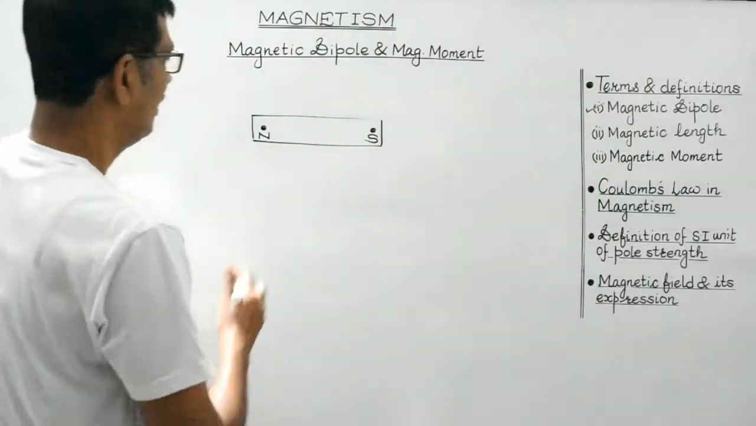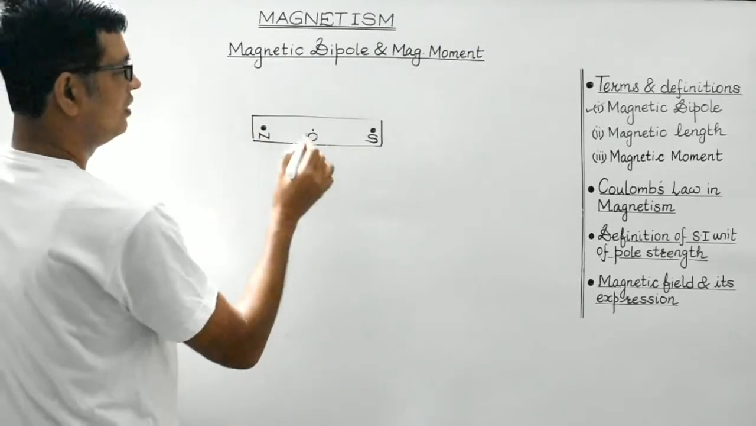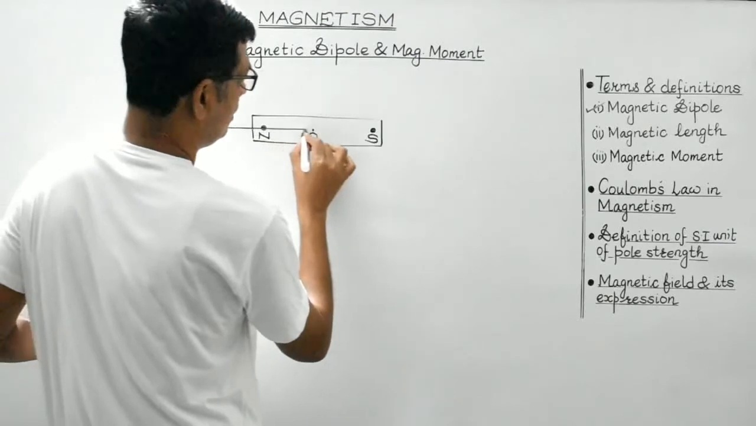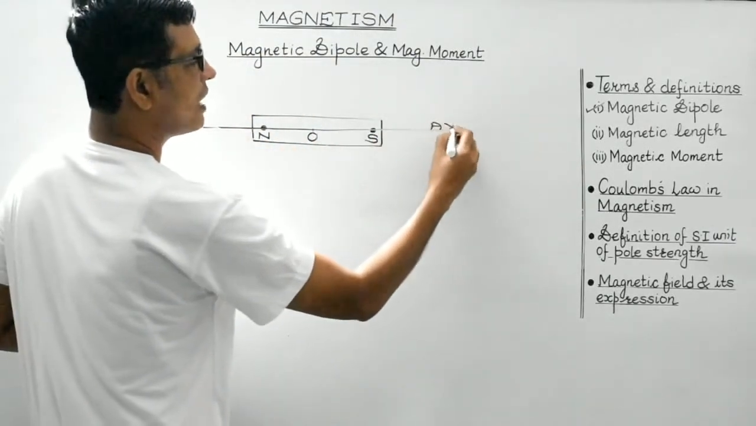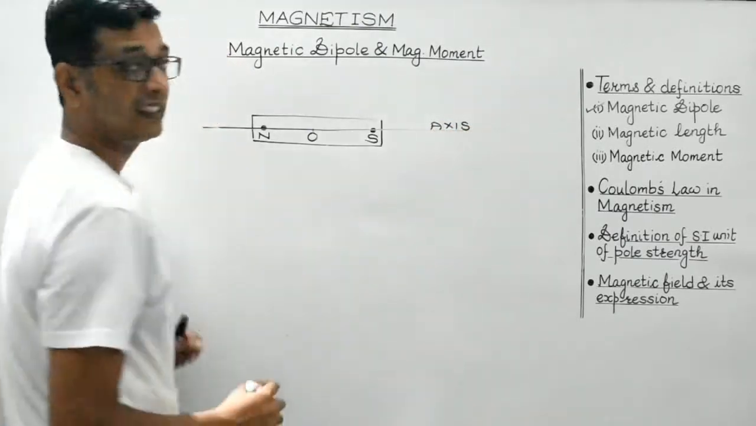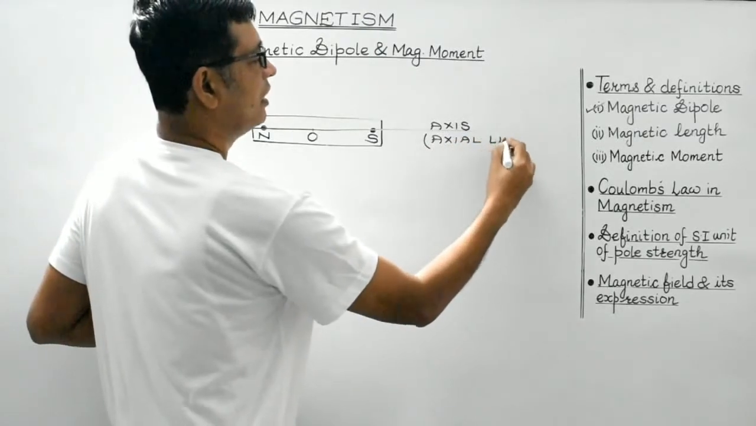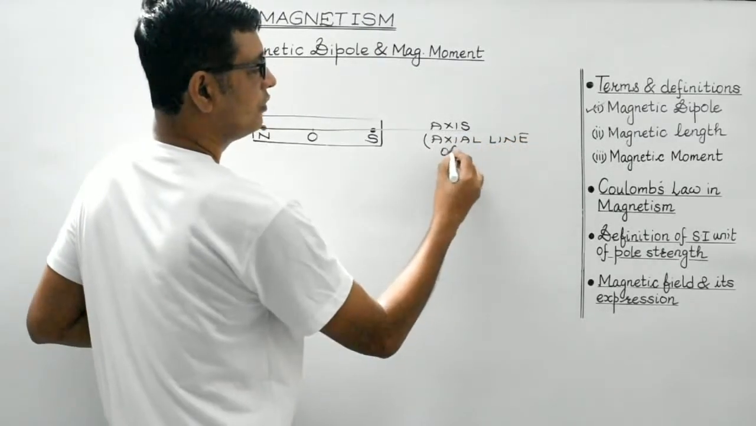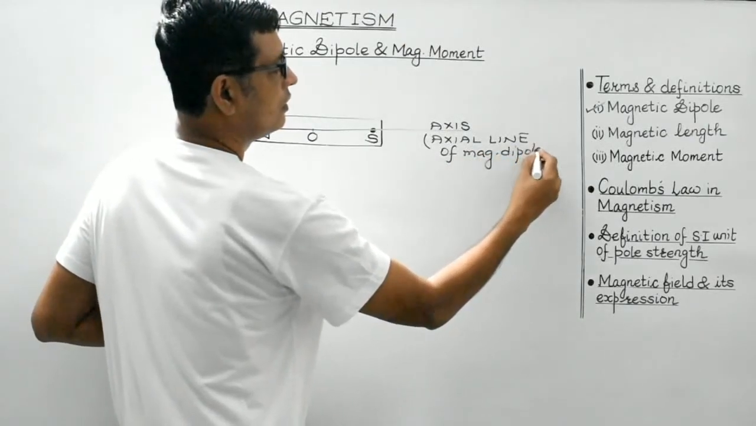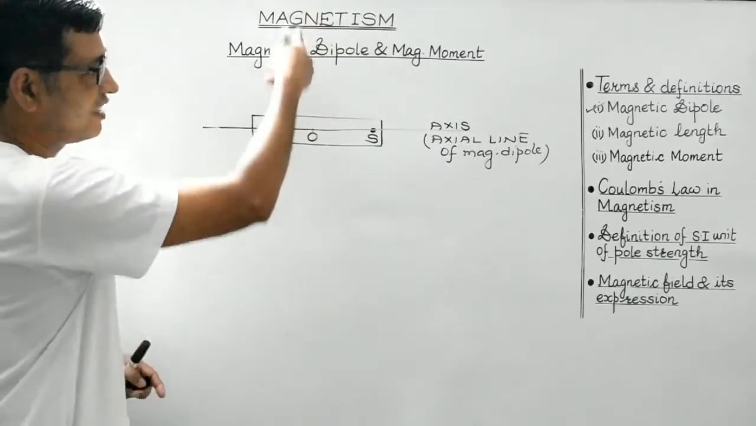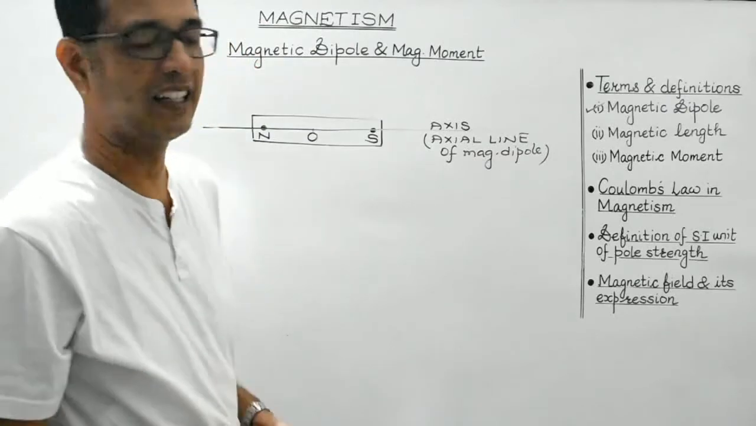Clear students? Suppose O is the center of the length or the center of the dipole. This will act as the axis of the magnetic dipole, or it will act as the axial line of the magnetic dipole. And this perpendicular bisector will be known as the equatorial line of the magnetic dipole.